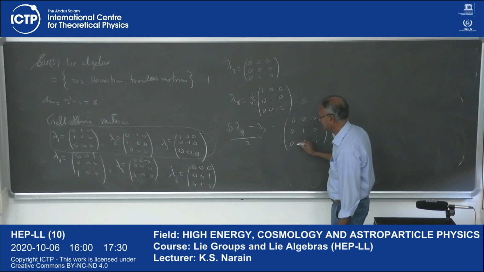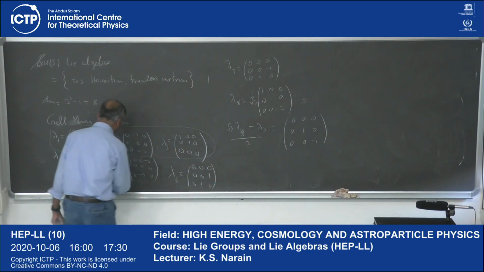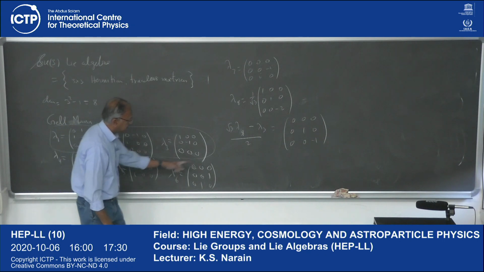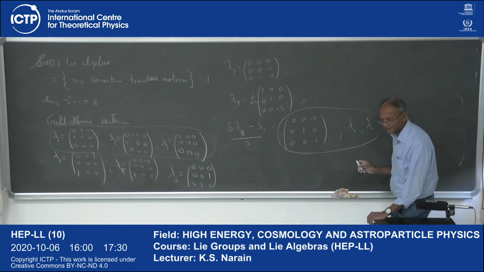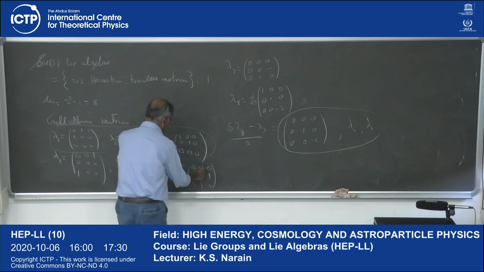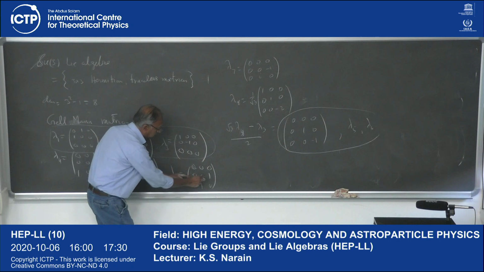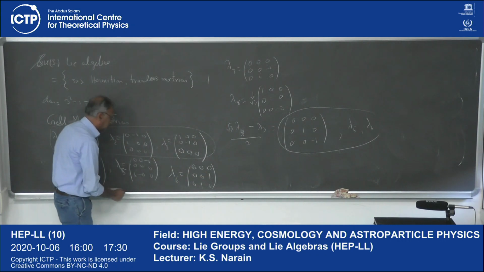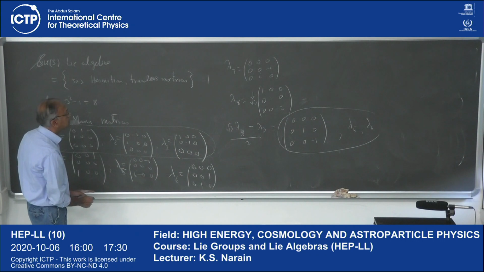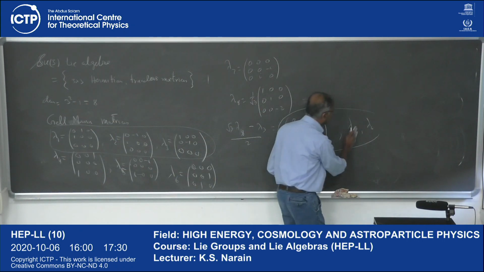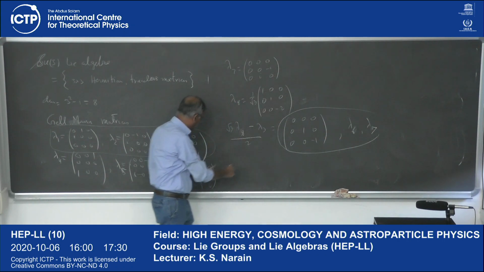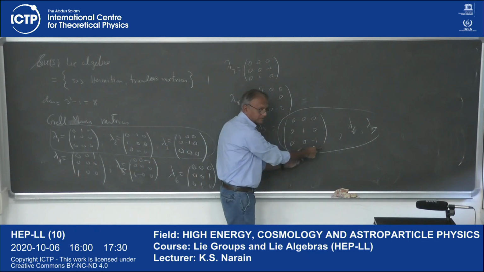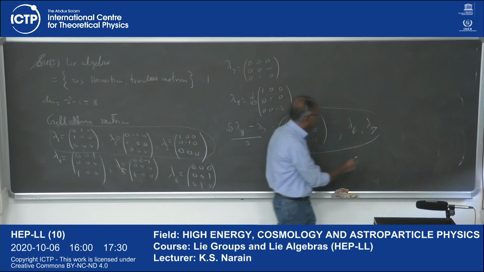So if you take this guy together with lambda 5 and lambda 6, this will form another SU2 subalgebra. Because looking at it, this and this is 0. And here you have a sigma 1, lambda 6, no, lambda 6, lambda 7, sorry. Lambda 7 here is sigma 2, here is sigma 1, and here is sigma 3. So this will form another SU2 subalgebra.